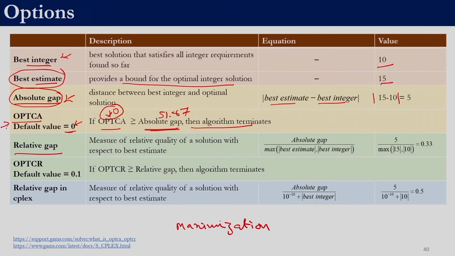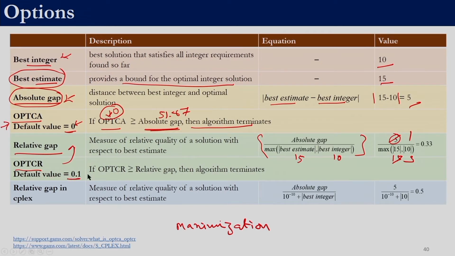In addition to opt_ca, we also have one more option known as opt_cr. To understand opt_cr, we need to understand relative gap. The relative gap is given by this formula: the absolute gap, which in this case is 5 because that is what we have calculated, divided by the max of the absolute of best estimate and the absolute of best integer. Best integer in the current case is 10 and best estimate is 15, so the max of absolute of 15 and 10 is 15. So this is 1 by 3. This is how we calculate relative gap. The default value of opt_cr is 0.1.